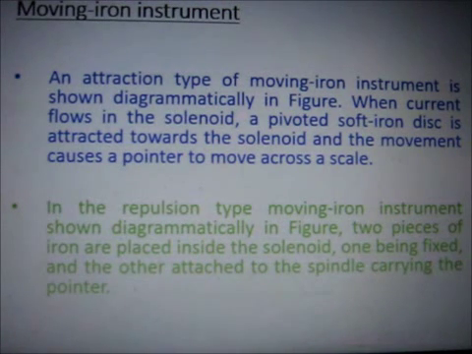And similarly, just the opposite, in case of the repulsion type moving iron instrument, two pieces of iron are placed inside the solenoid. One is fixed and the other is attached to the spindle. In this case, there is a repulsion between the fixed iron and the other which is attached to the spindle, and this gives the pointer a given position, and hence we can get a measured value of current or voltage.